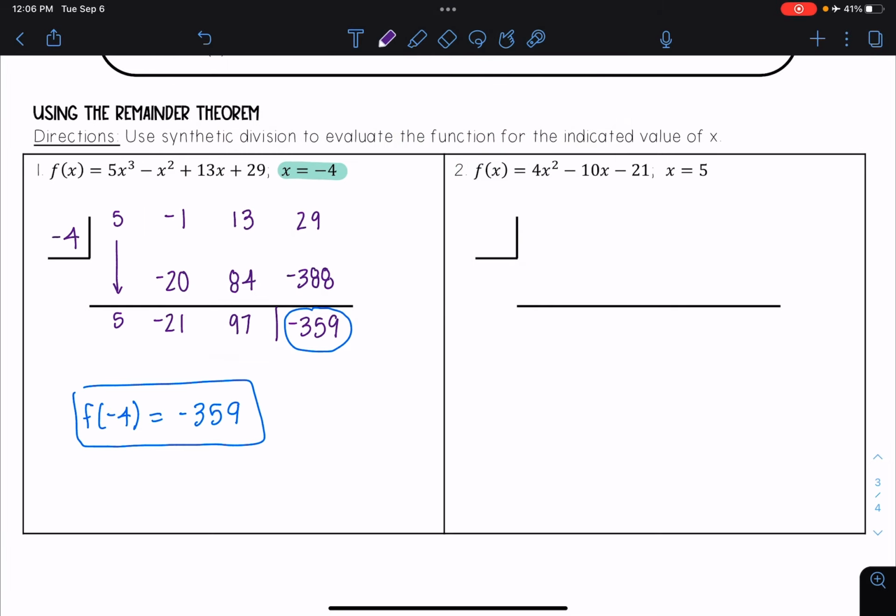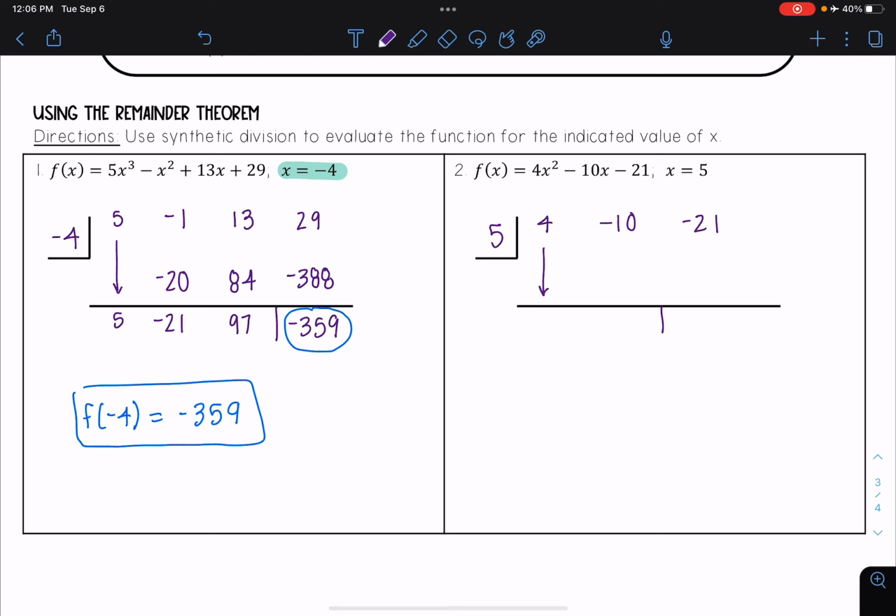Okay, let's try one more. Here I have 4x squared minus 10x minus 21, now evaluated at x equals 5. So 5 goes in my box. Write my coefficients across the top, and I have 4, -10, -21. I'm not missing a term, so I don't need to add a 0 anywhere. And now I'm going to start my synthetic division process.